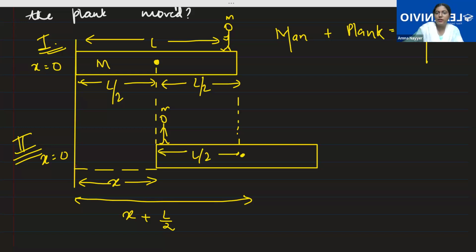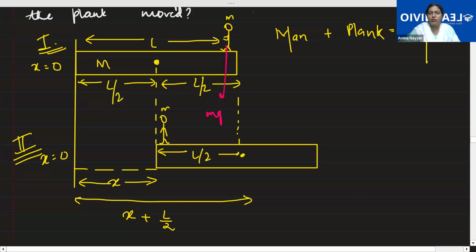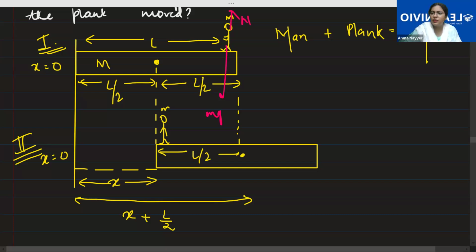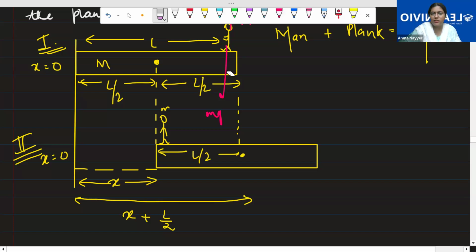See, what's your system? This man and this plank is the system. The man who is walking on this plank is the system. Anything else that is acting will be considered external, and anything within here, like, there will be a gravitational force over here, and here a normal reaction will also be there. So these are all internal forces. They will not affect the center of mass.